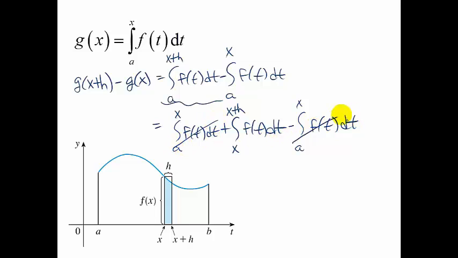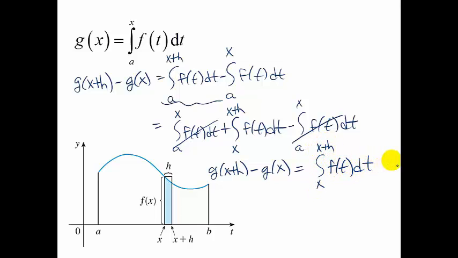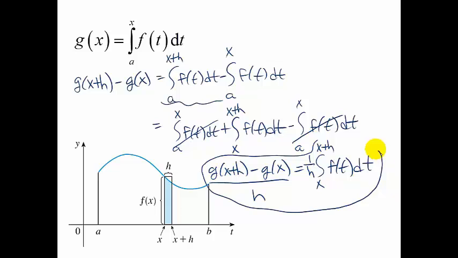Now these will cancel, and so what we started with, g of x plus h minus g of x, equals the integral from x to x plus h of f of t dt. Now we're going to do one last thing. We are going to take h positive, and a similar proof can be done for h negative, but for h positive we are going to divide both sides by h. Now let's keep this result in mind because we're going to come back and use it in a minute.